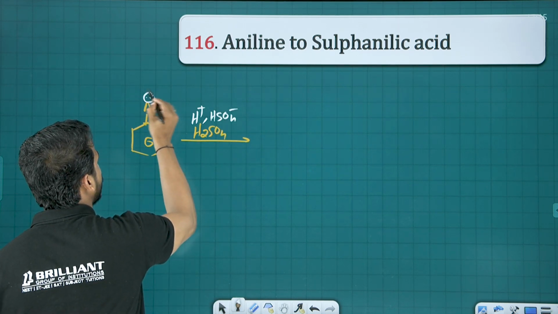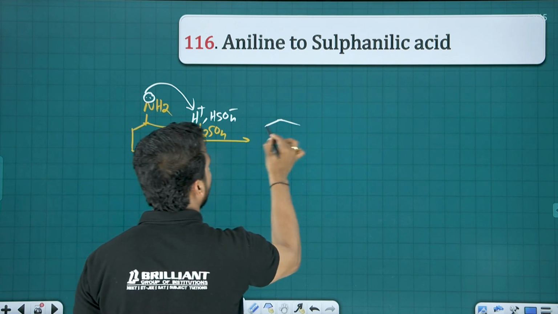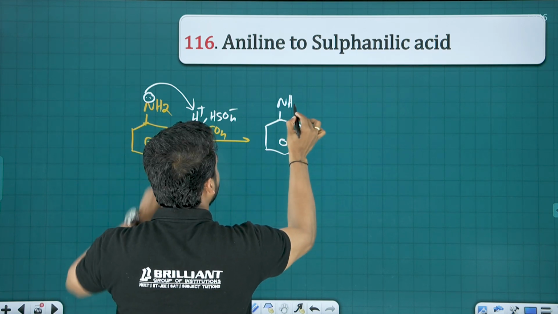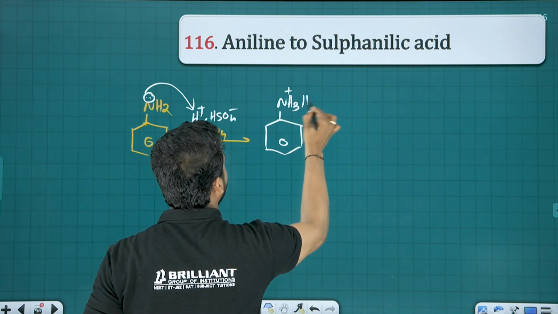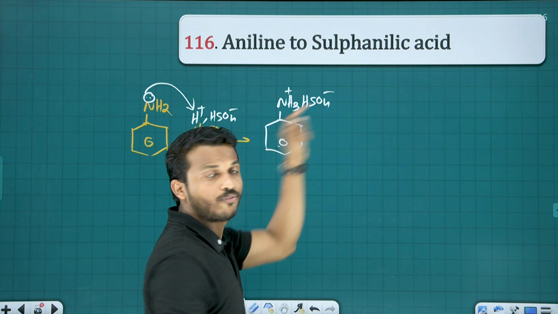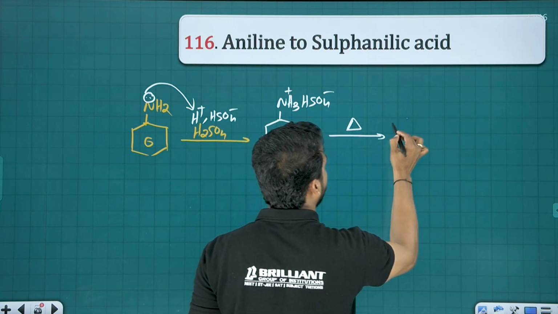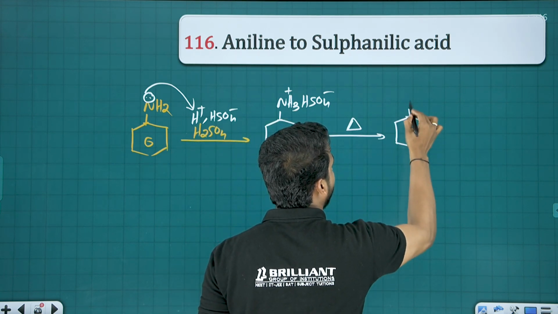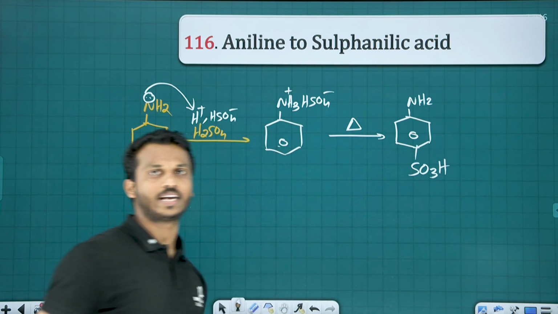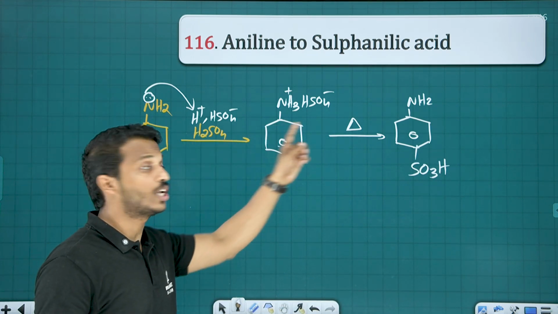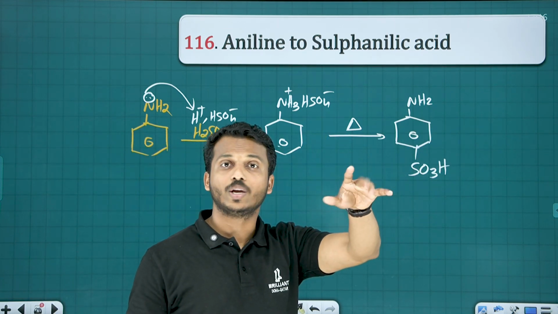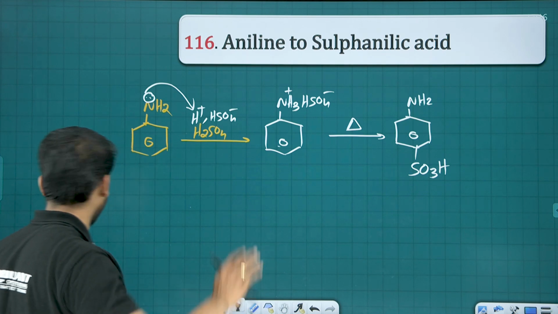Aniline is a base, so NH2 takes this H plus and you get anilinium. NH2 becomes NH3 plus with HSO4 minus, called anilinium hydrogen sulfate. On heating, you get sulfanilic acid, that is NH2 and SO3H. So aniline on sulfonation gives sulfanilic acid. You may study one more step there, the zwitterion formation. Okay, you can stop here.